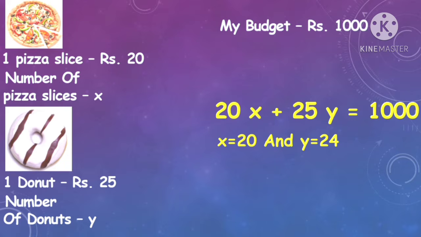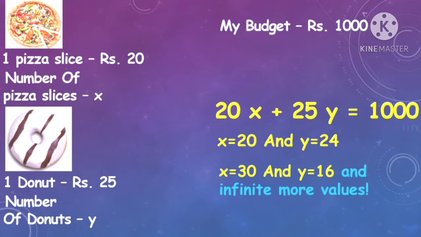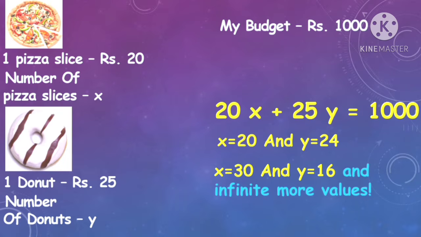Now suppose you want to increase the number of pizzas. No problem. You can simply substitute, say, another value. I have taken x as 30 and I have got 16 donuts. There are infinite more possibilities, friends. So the next time you're hosting a party, you know whose help to take.